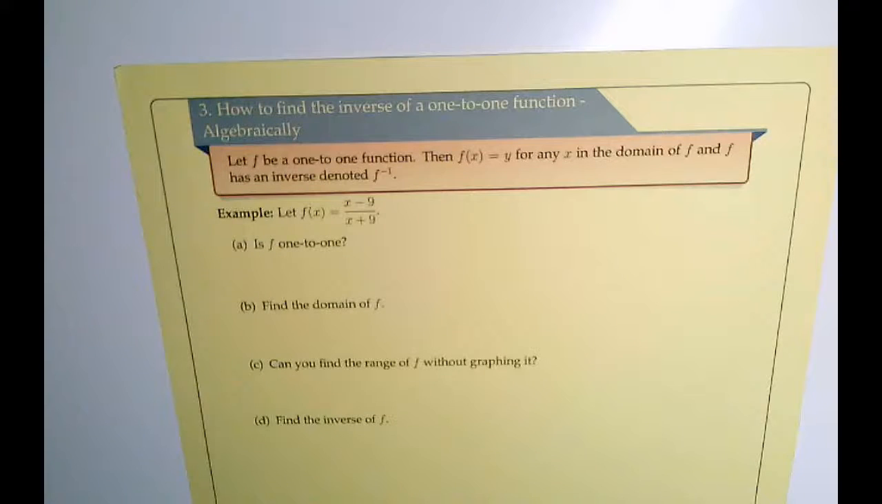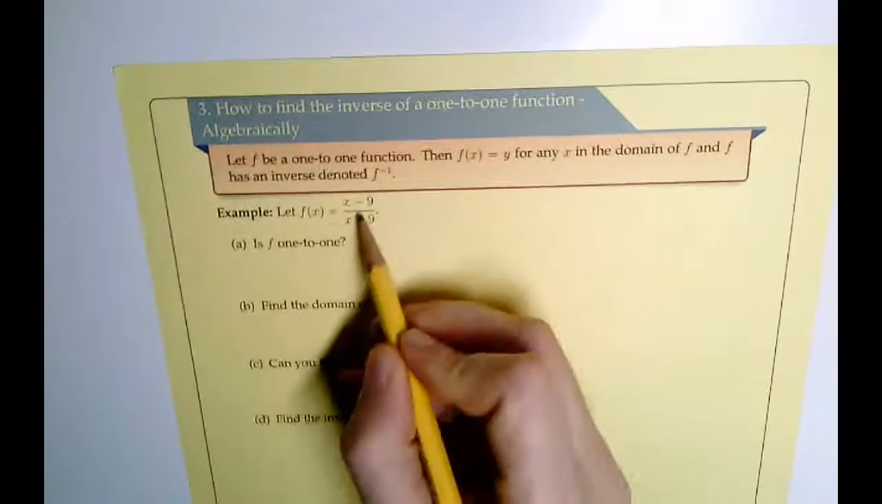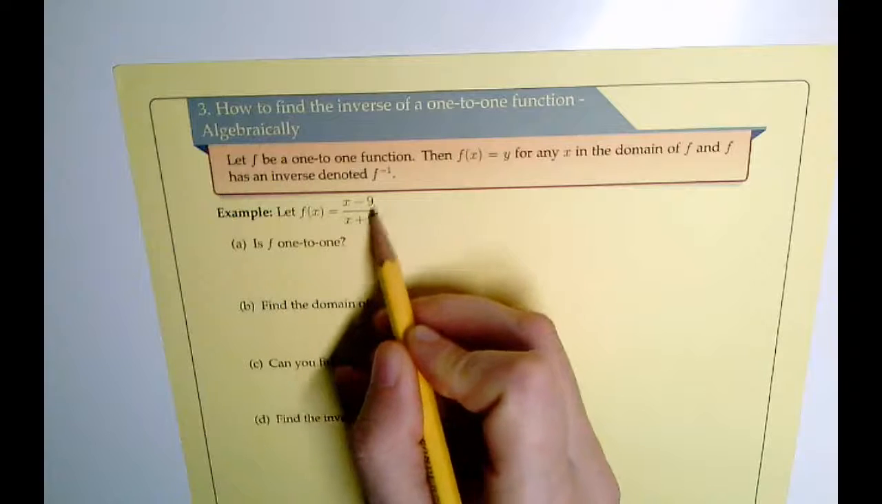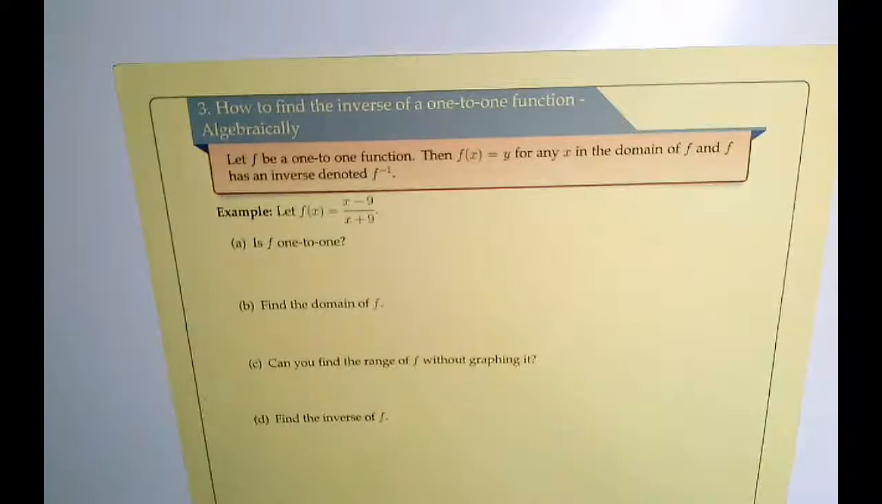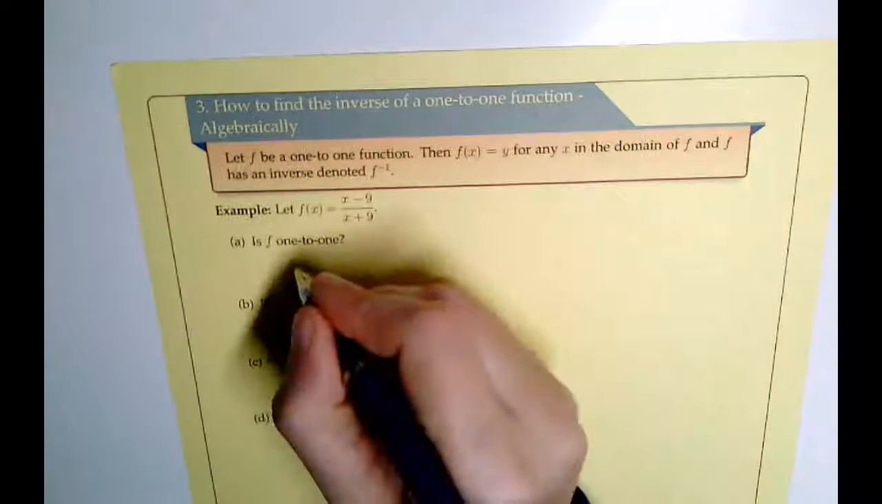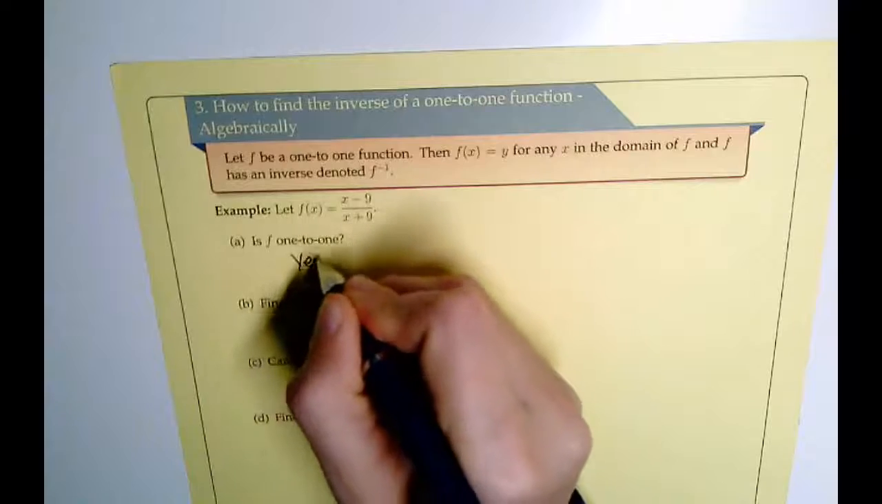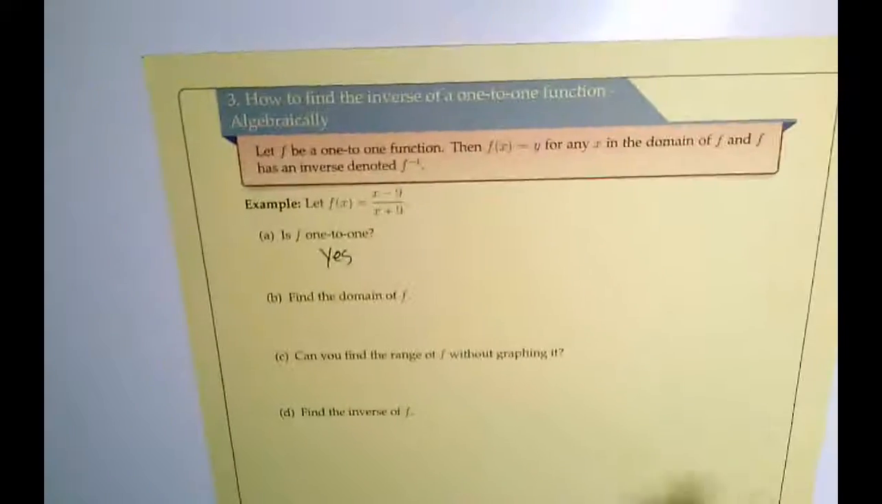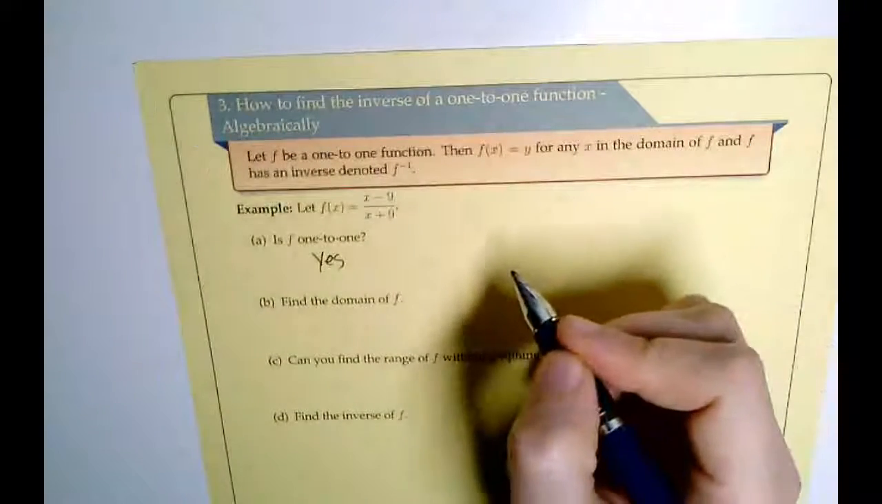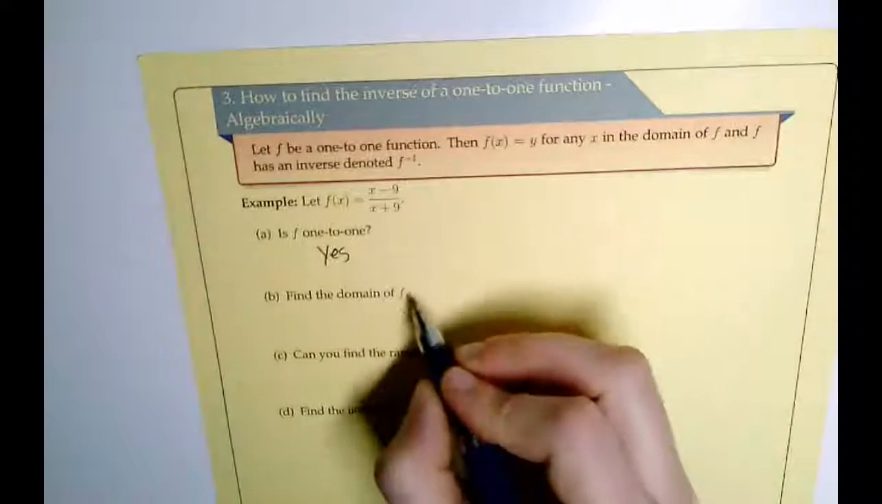All right, let's continue on and see how to find inverses algebraically, and then graphically. So if I have a function that is 1-to-1, f of x equals (x minus 9) over (x plus 9), let's just skip showing that it is 1-to-1 because it's a little more complicated. And we are asked to find the domain of f.